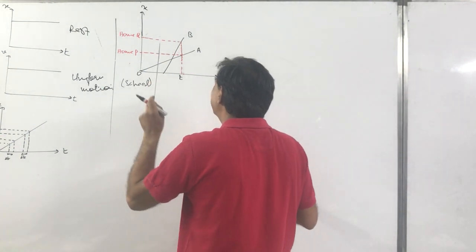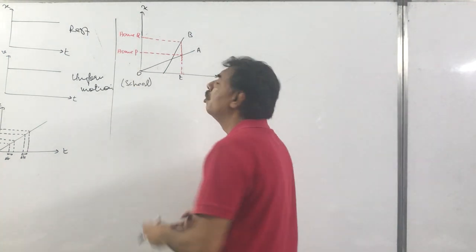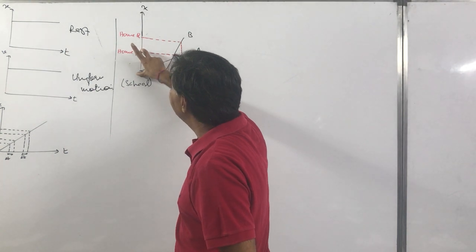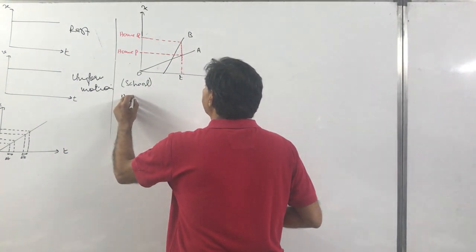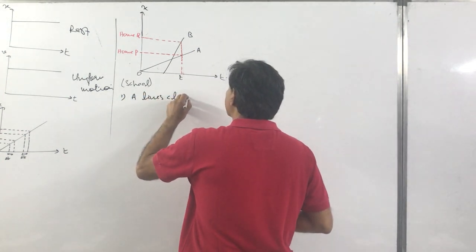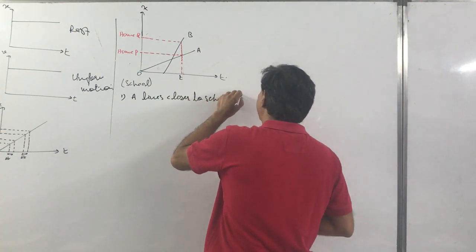Okay, that's the second question. Which is closer? This is home for P, this is home for Q. Who lives closer to the school? The change in position is less for A than for B. So the first part is that A lives closer to school than B.